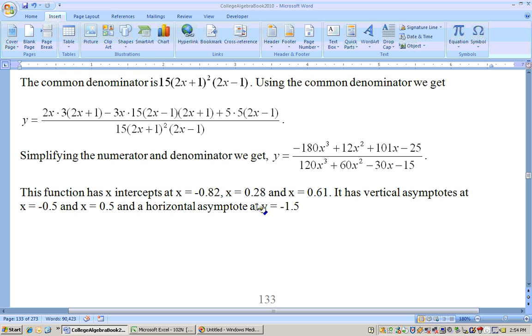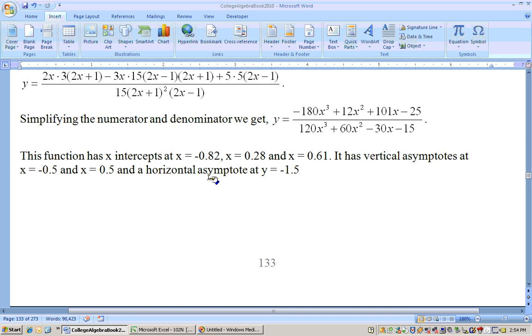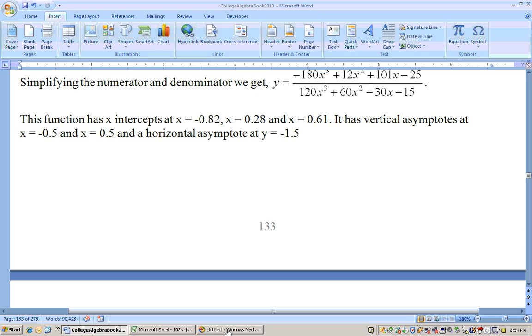So this is a very messy problem, and you'd have to use Excel then to finish it at this point. So we'll stop at this one, and we'll pick it up after that on the next video.